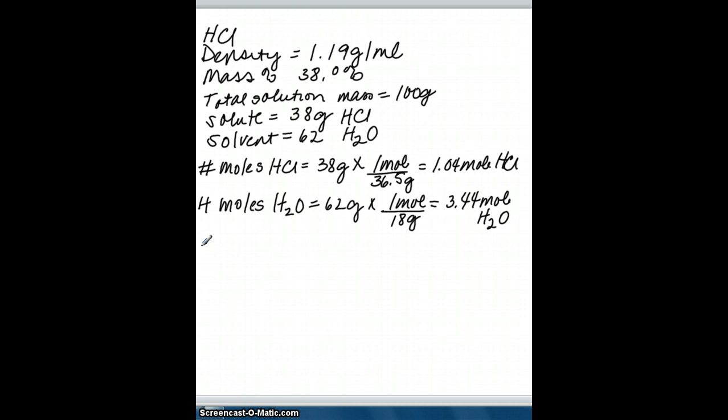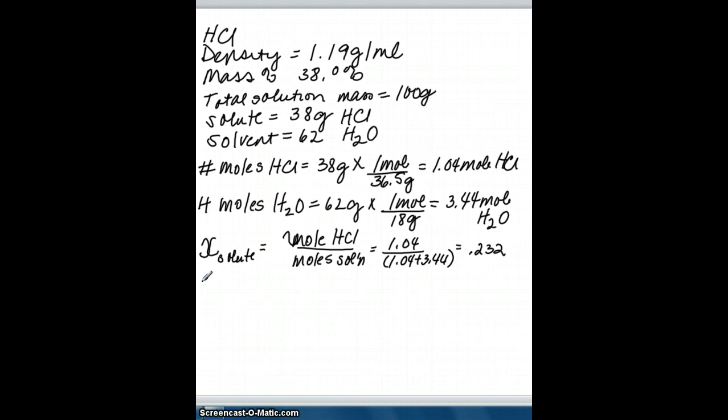At this point, I'm ready to do the mole fraction of our solute, which is equal to the number of moles of the HCl over the total number of moles of the solution. That would be 1.04 over the quantity 1.04 plus 3.44, giving us a mole fraction of 0.232.